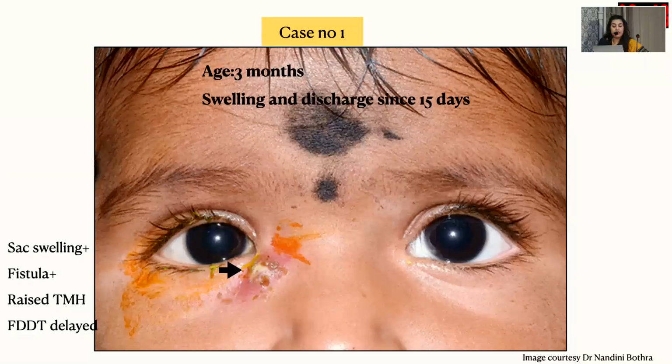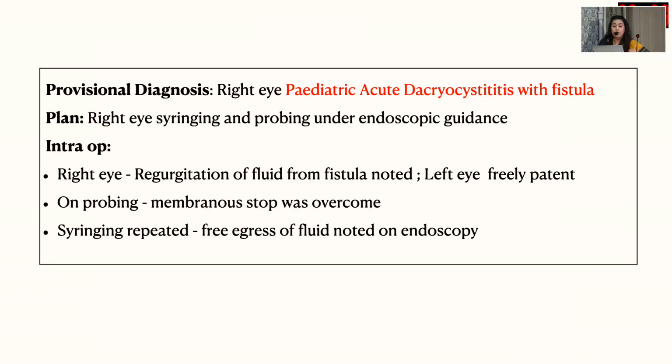So here's a case of a 3-month-old child who presented with swelling and discharge since 5 days in the right eye. As you can see, there is sac swelling, fistula formation, and a definite raised meniscus height. We all do the fluorescein dye disappearance test. I do it regularly in adults and in children, wherein we stain the cul-de-sac and check the patient after 5 minutes to see whether the dye is still there or has completely flown away. That is what we call FDDT. So this is a positive FDDT. As you can see, the eye is completely stained. With this, we came to a diagnosis of right eye pediatric acute dacryocystitis with fistula formation.